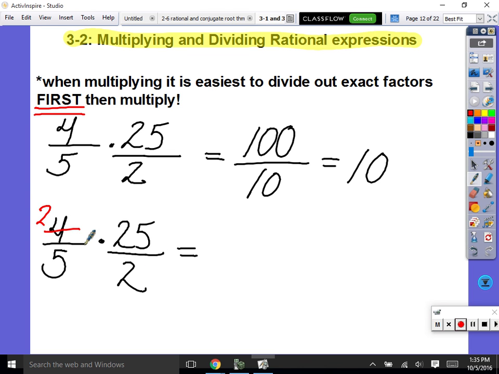Isn't 4 divided by 2, 2 over 1? Isn't 25 over 5, 5 over 1? Now isn't that much easier? 10 over 1. You see that? So do you see how I divided out factors first and then multiplied straight across? Okay, that's what we're going to do with these.